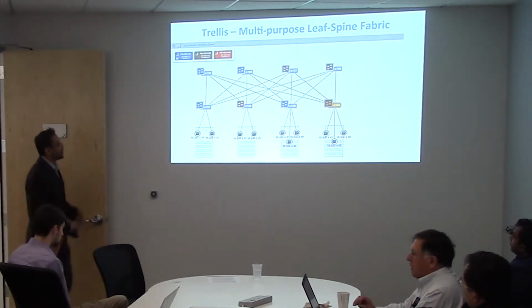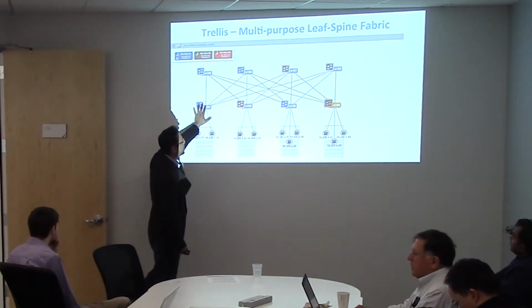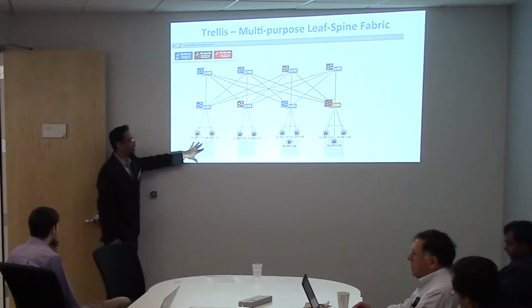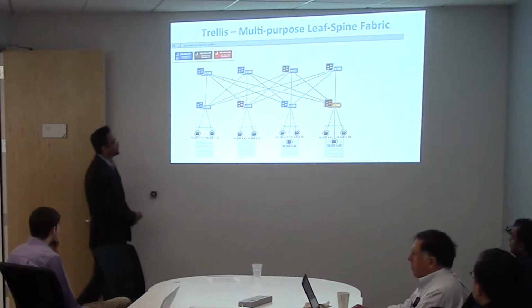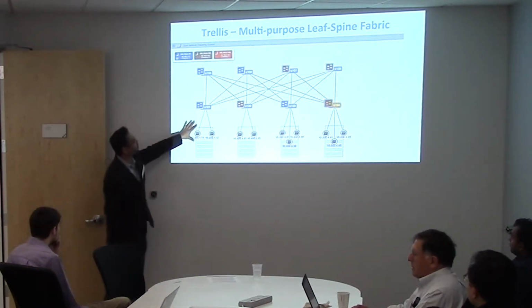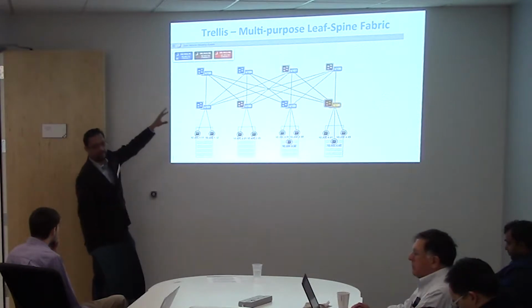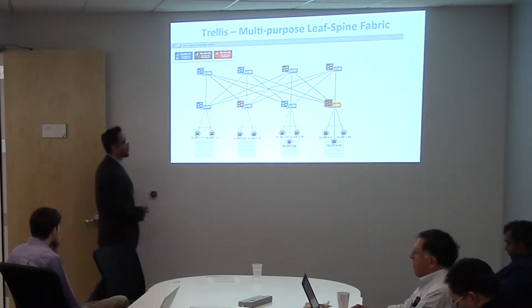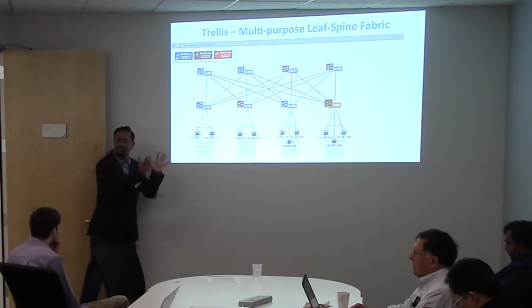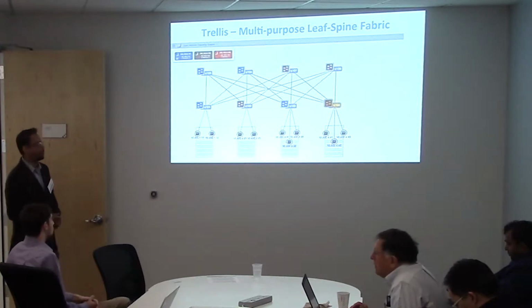So here's a look at Trellis. Here's your typical leaf and spine fabric. Leaves here, spines over there, connected to racks of servers, of compute nodes. And this whole thing is managed by an ONOS cluster. What you see over there is the ONOS GUI, with multiple instances of ONOS that work in a cluster and together manage this fabric. You can have 3 instances, 5 instances, 7 instances, whatever works in your particular deployment.